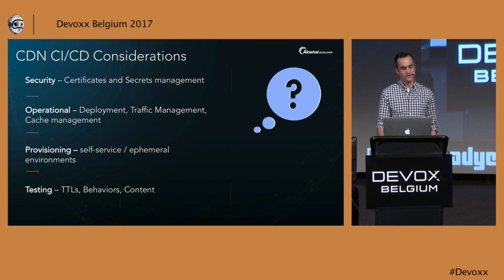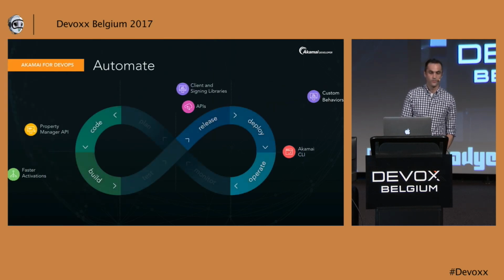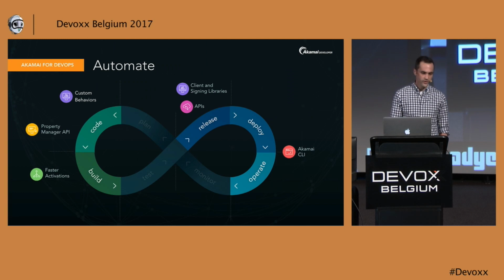We need the ability to create, as we said, self-service capabilities for developers to be able to provision. And we also need some kind of testing framework to understand how the behaviors are actually interacting. So what we've been doing at Akamai for the last year and a half, 2 years is we've really been trying to focus on supporting these various types of use cases.